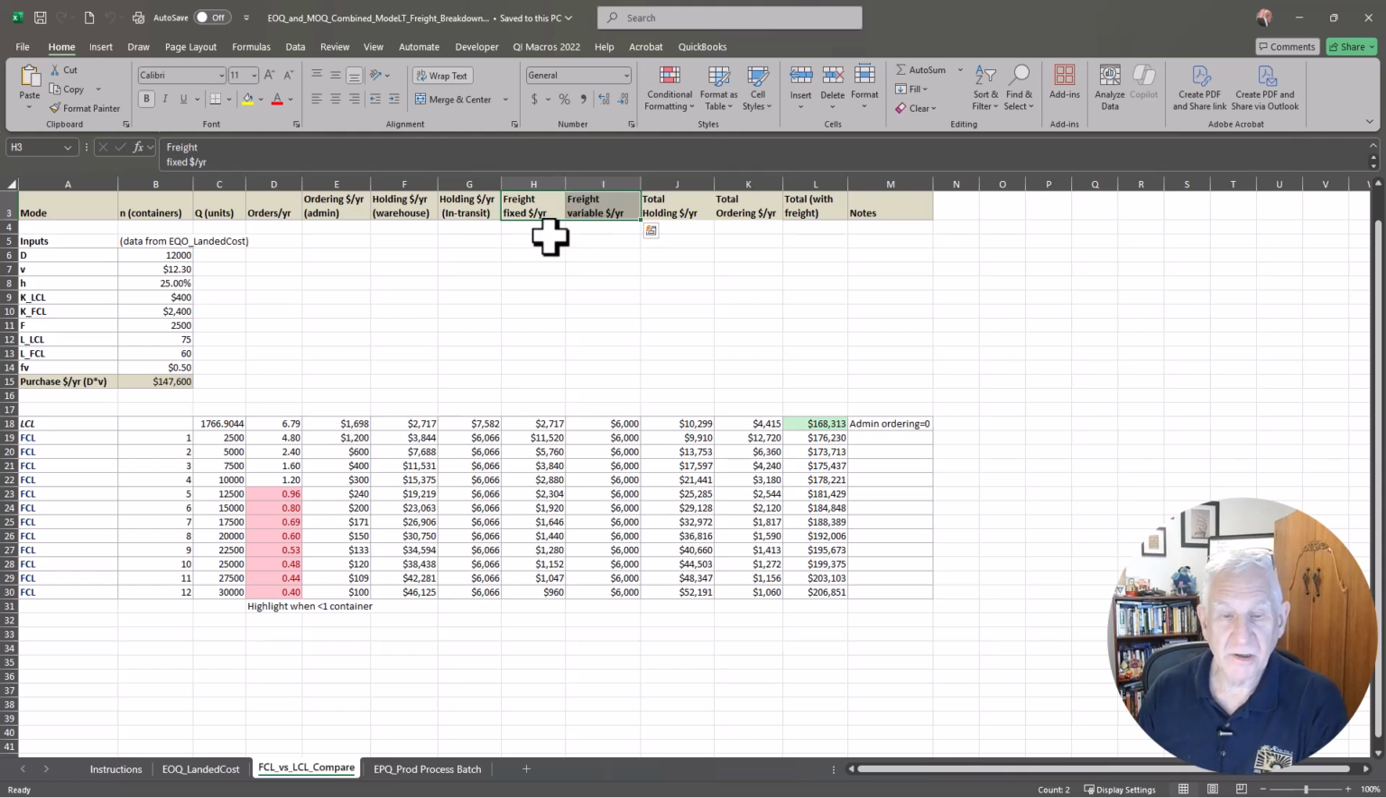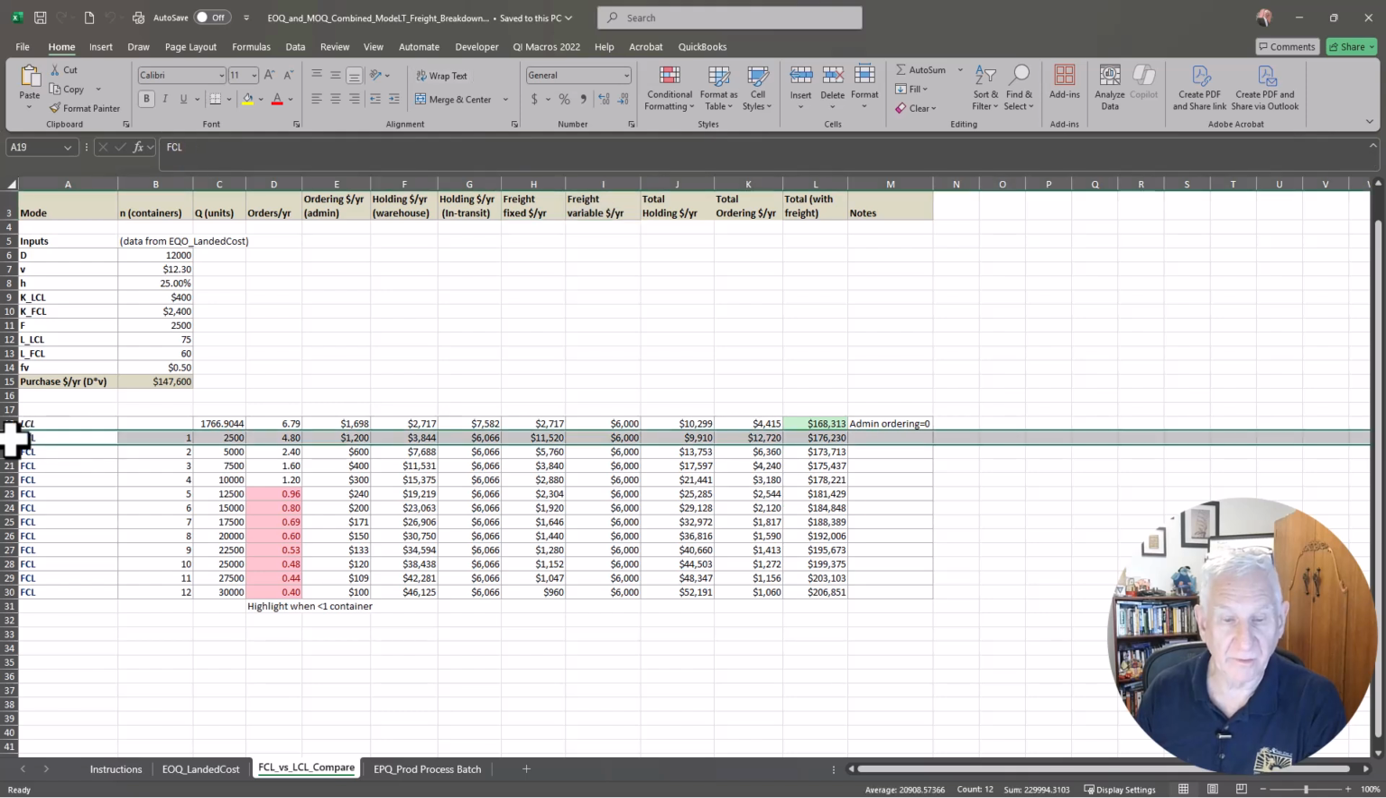Now, what happens as you increase order quantities? Well, let's go down to the next row. In this case, it's a full container, 2,500. That means you're going to need more than one delivery per year, and we see what happens in terms of order quantity going up.